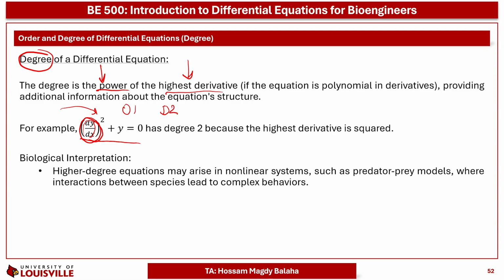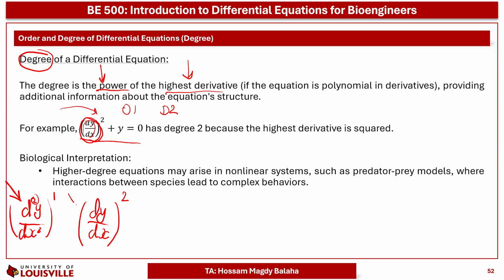So there is a difference between d2y by dx square and (dy by dx) the whole squared. In this one, it's an order of 2, degree of 1. Order of 2, degree of 1. In this case, order of 1, degree of 2. Higher order equations are found in nonlinear systems, such as the predator-prey models, where interactions between species lead to complex behaviors.